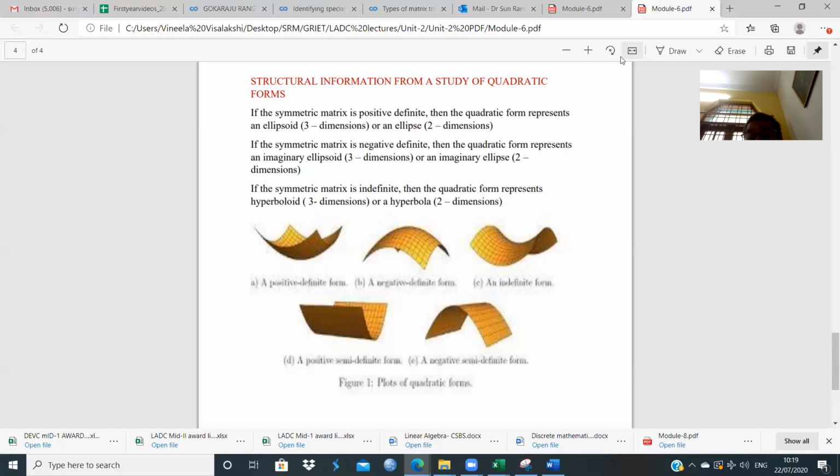I hope you have understood what a quadratic form is, what the various definiteness types are, and what the ways are to test definiteness of a quadratic form. But amongst all, the eigenvalue approach will be the easiest one to determine the nature of the quadratic form.